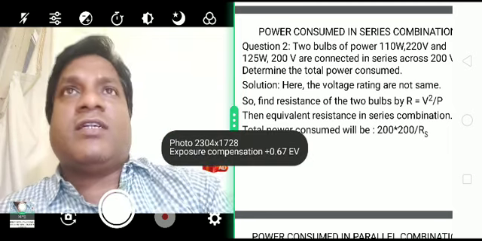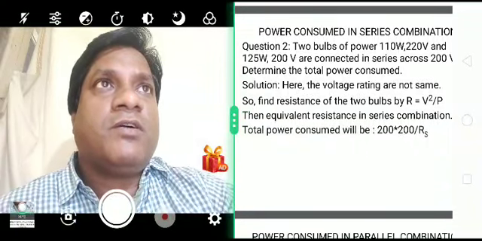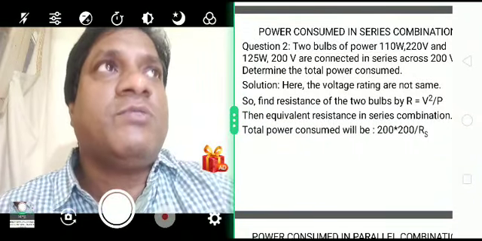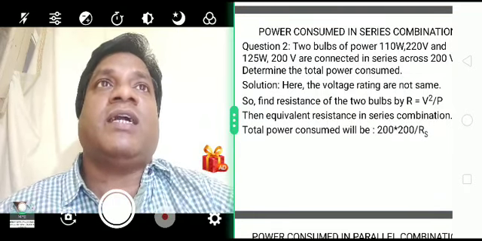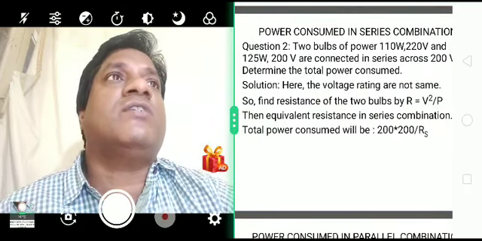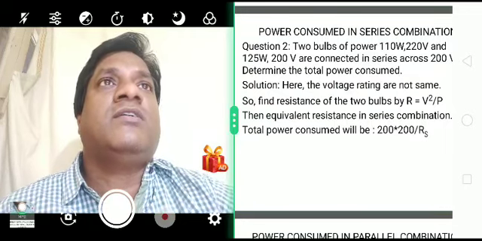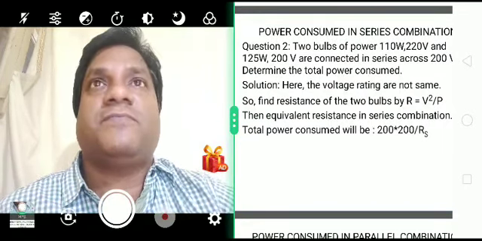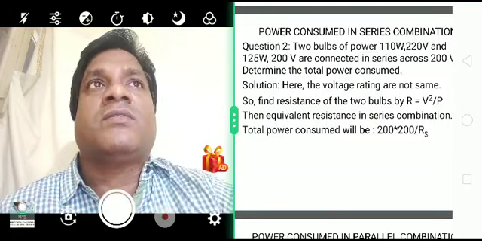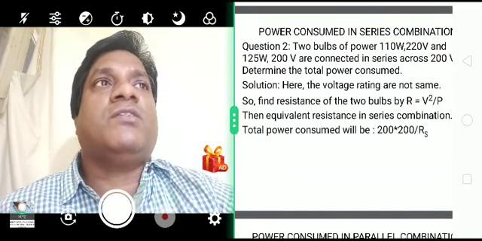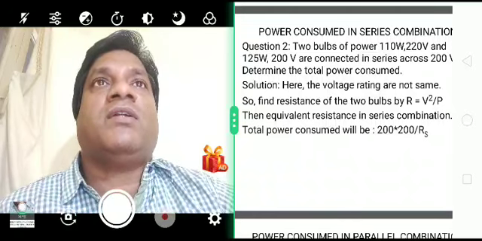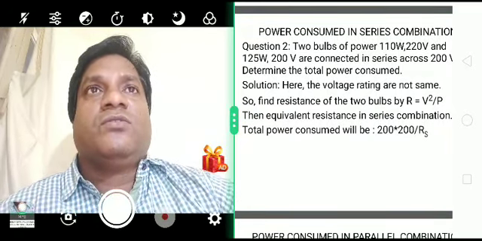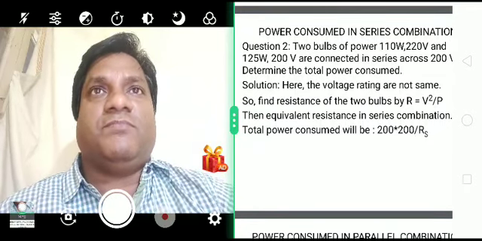Now let's see another example. Two bulbs of power 110 watt 220 volt and 125 watt 200 volt are connected in series across a 200 volt supply. So here you can see the voltage ratings of the two bulbs are different. Now we have to determine the total power consumed.